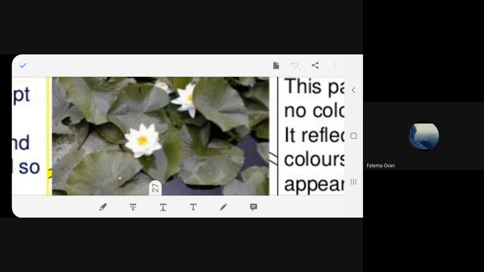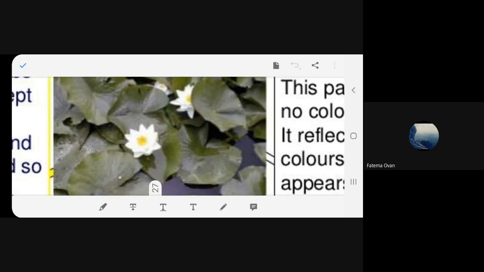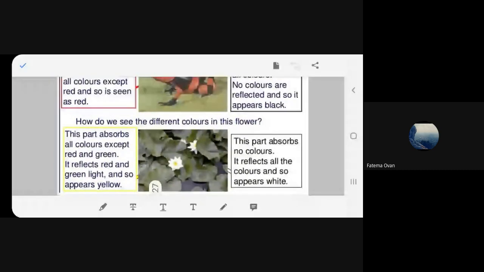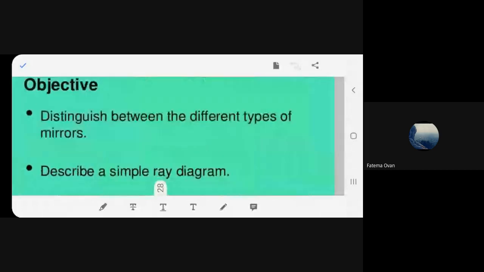When you get a combination of colors reflected, then you get the secondary colors. When you get only one color reflected, you can see only that color. Hope you have understood the reflection. Yes, ma'am.